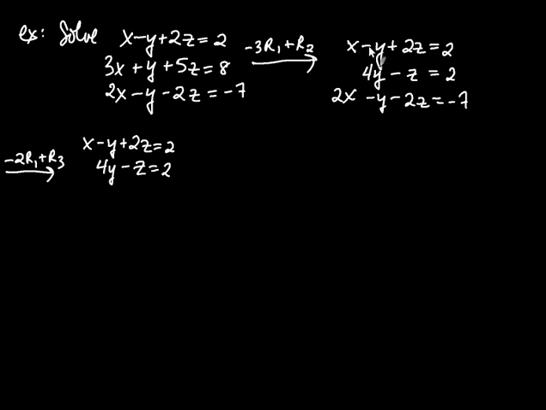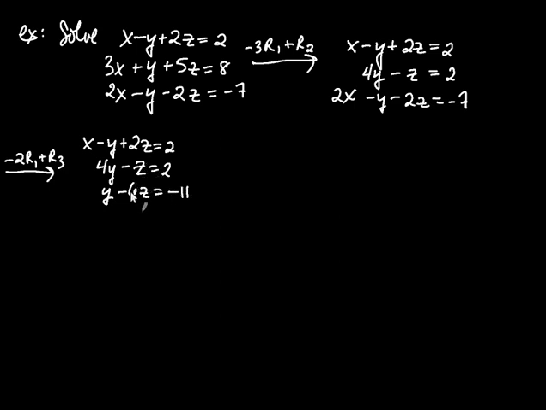-2 times this is +2. Added to this is a +1y, so this becomes a y. And -2 times 2z is -4z. Added to that is -6z. And then the right-hand side is going to be, let's see, -2 times 2 is -4, and then it's going to become -11. Okay, so far so good.